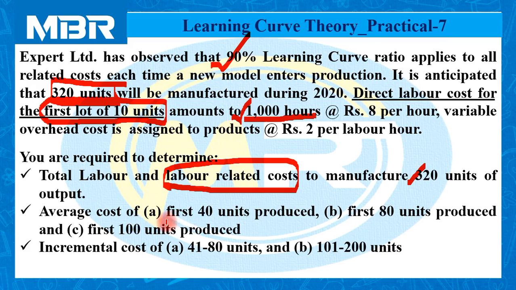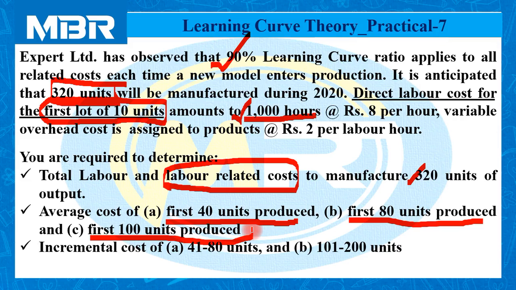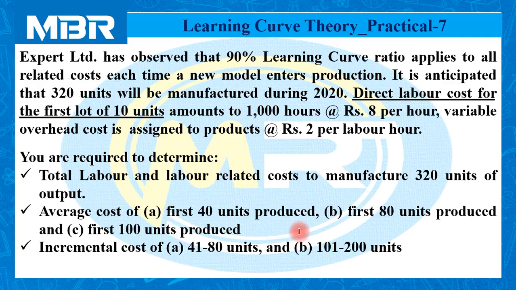Average cost of first 40 units produced, first 80 units produced, and first 100 units produced, and incremental cost for 41 to 80 units and 101 to 200 units. This question is very easy if you understand the concept of solution clearly. Let me explain the solution first.